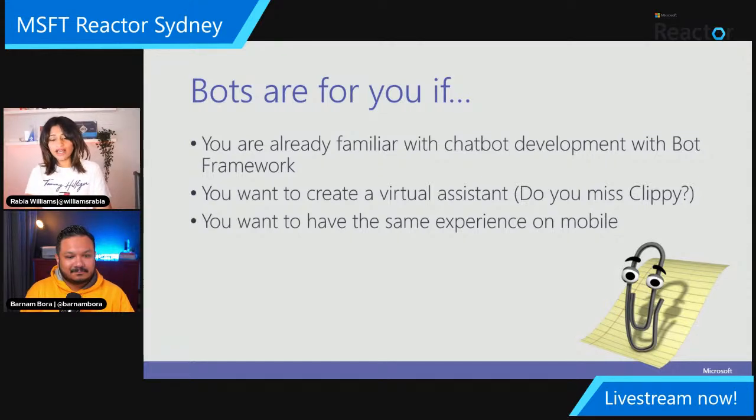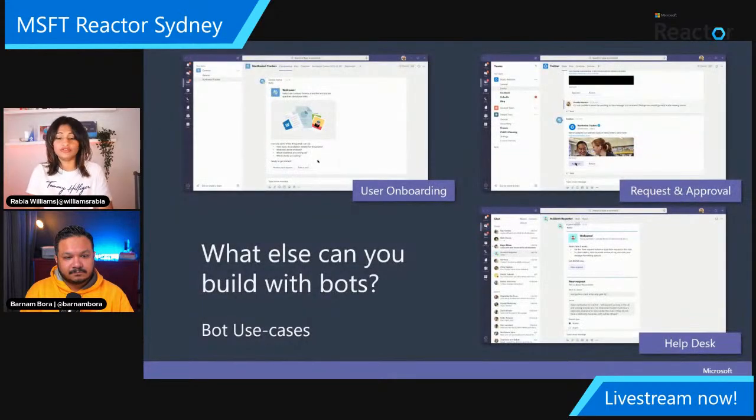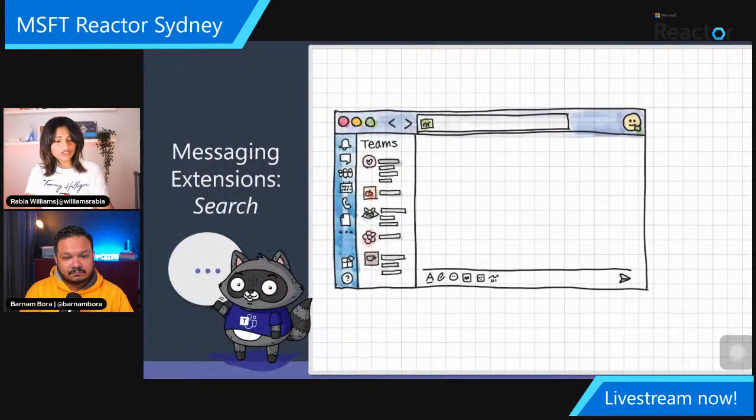Also, if you want to have the same experience on mobile, like interactions and things like that, then you would go for a bot. And bots have very useful scenarios, and I can show you some of the scenarios where clients pretty often use a bot, like user onboarding, approvals, help desk and FAQ sort of stuff. Bots are pretty useful.